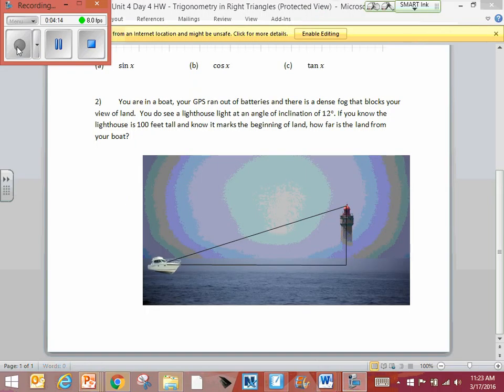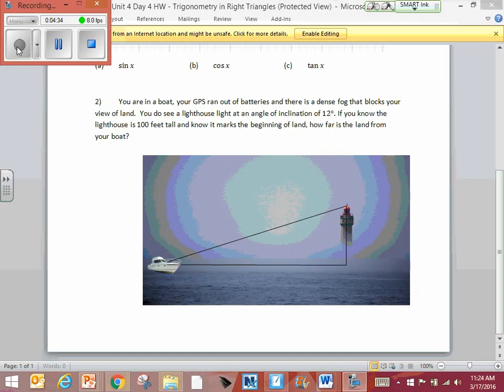Hey, you're in a boat. Your GPS ran out of batteries, and there is a dense fog that blocks your view of the land. You do see a lighthouse light at an angle of inclination of 12 degrees. I'm going to put a 12 right here between the boat, right here, boat, 12 degrees of inclination.